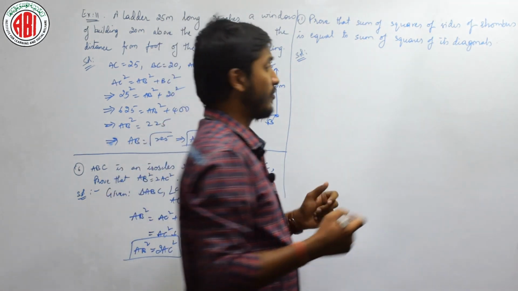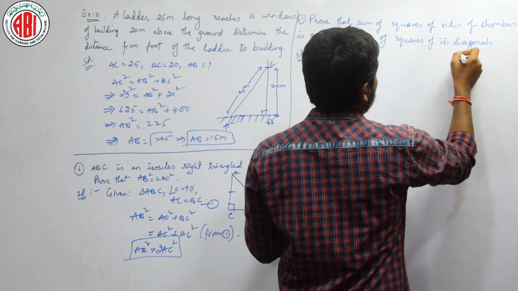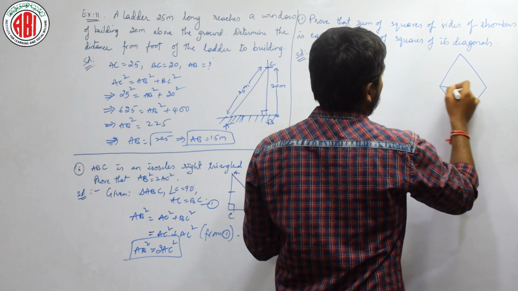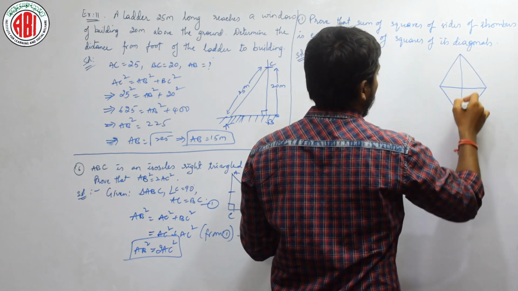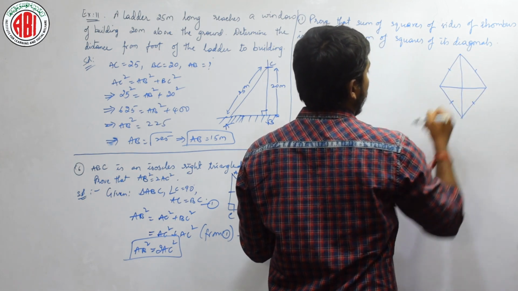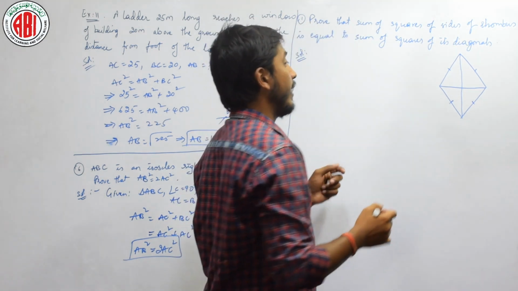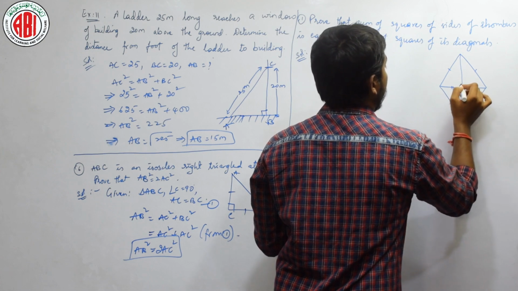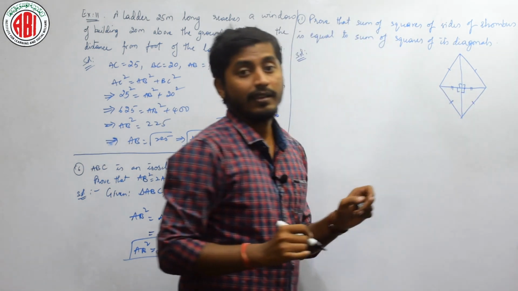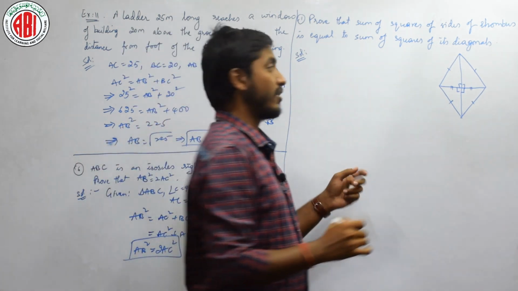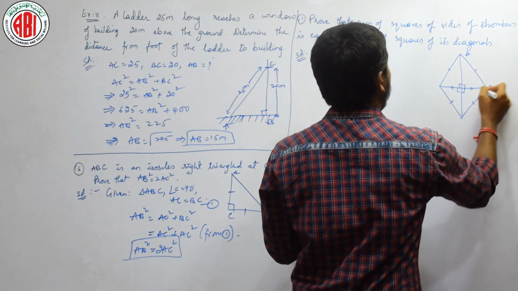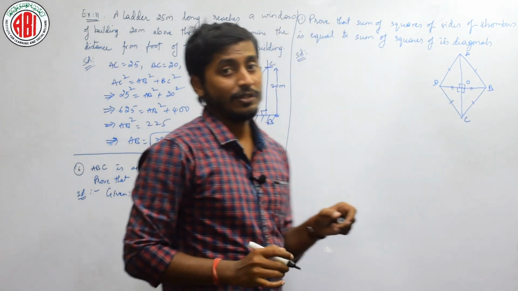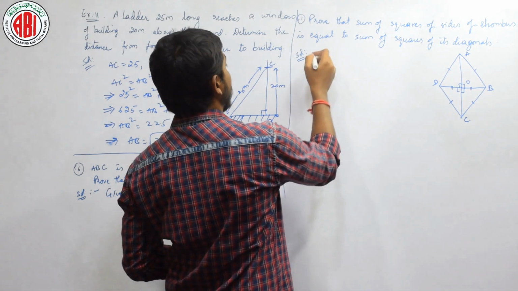What is a rhombus? Now see here, a rhombus will be like this, where all sides are equal, right, and diagonals bisect each other at right angles. Is it clear? Shall we give the names? Let us assume it to be A, B, C, D, and let us assume this middle point as O.